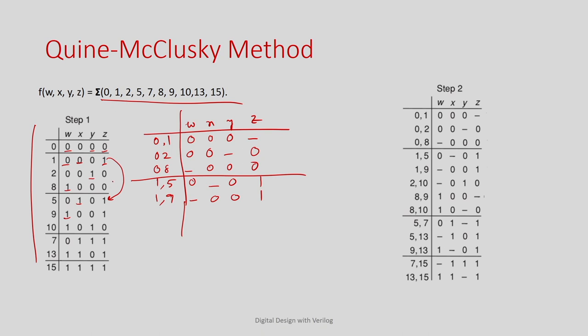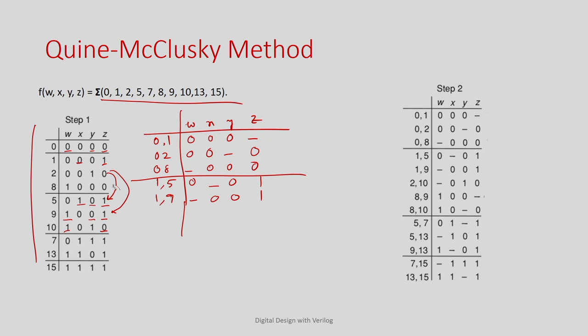Then 1 with 10: they do not differ by a single bit, so I will not combine. If you look here, 1 and 10 differ by 1 bit, 2 bits and 3 bits, so they cannot be combined. So 1 is done. Now I will do 2 with all elements of the next group. 2 with 5 differ in 3 bits, so they cannot be combined into an implicant. I will ignore that. 2 with 9 again differ in 3 bits, so they cannot be combined. I will ignore that.